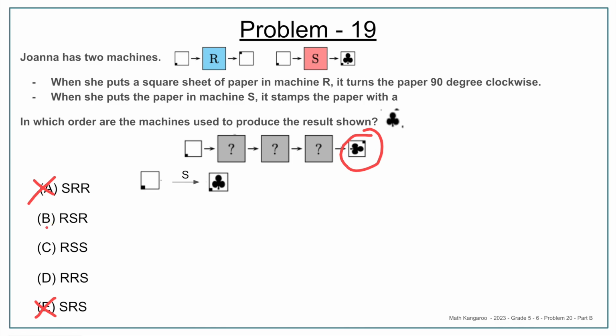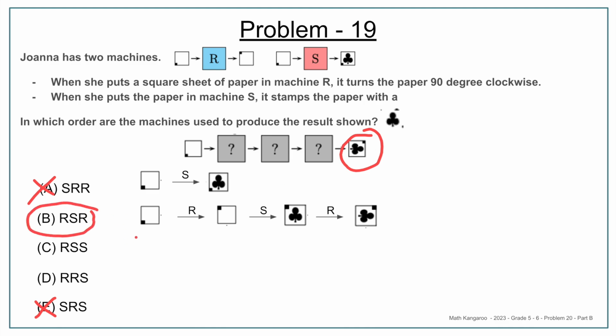Now let us pick option B. R, S, R. This is our sheet. Let us pick R first. So we rotate 90-degree clockwise. Now we have S. We put this into the S machine. So this comes out as this club sign. And now we put R. So we move 90-degree clockwise. And this is exactly what we needed. So this is our answer.